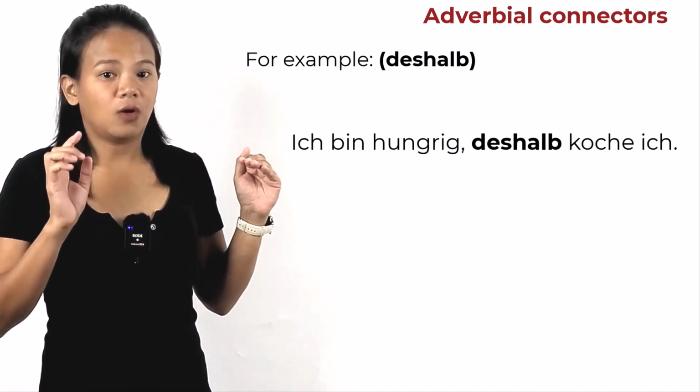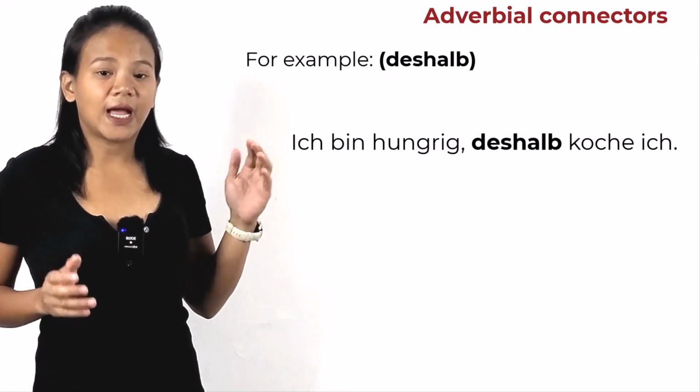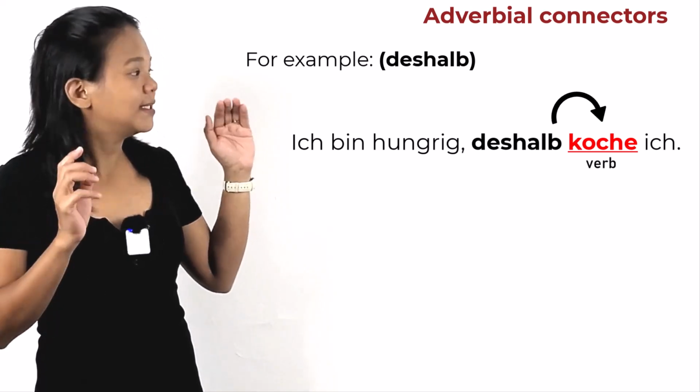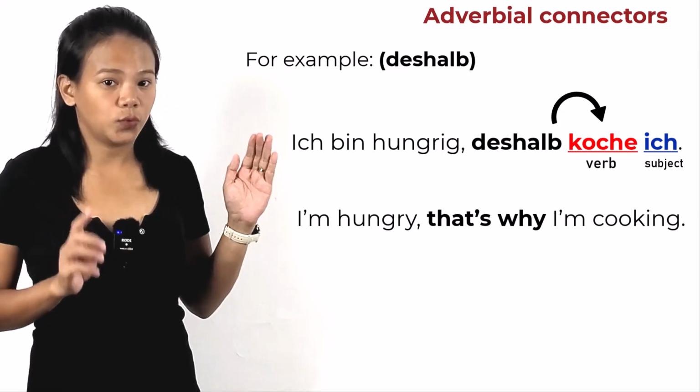Ich bin hungrig. Deshalb koche ich. After deshalb, the verb koche comes immediately, then the subject ich. I'm hungry, that's why I'm cooking.